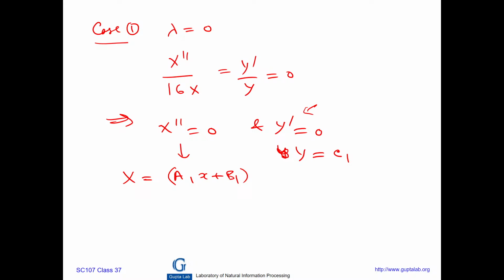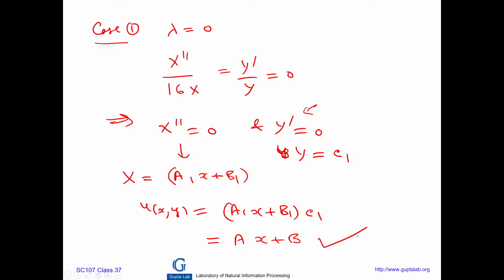So that means when lambda is equal to 0, we have got the values of X and Y. So your solution u(x, y) will be (a1 x plus b1) times c1. We multiply c1 inside, simplify, and give the remaining constants a new name. So this is the solution.